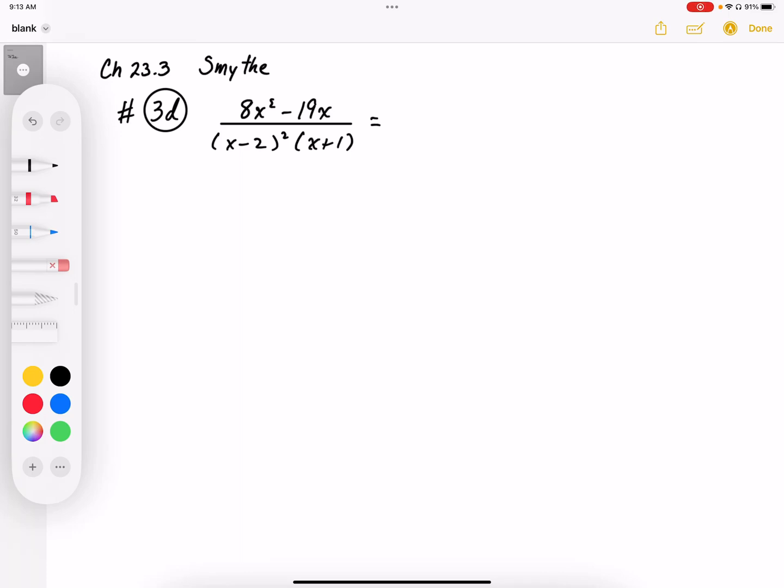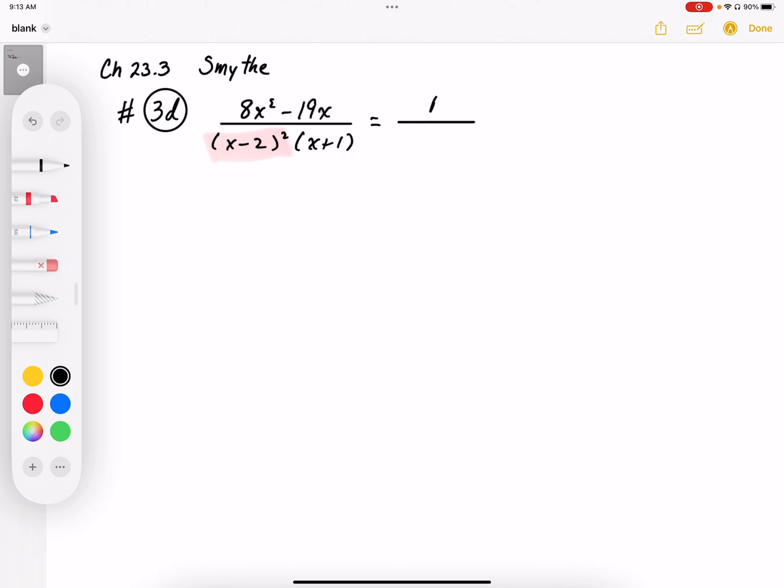To decompose the question in 3D into its partial fractions, we first have to recognize that we have this type 2 involved, the x minus 2 all squared. But we also have this extra x plus 1 factor, so we have to make sure we account for that as a type 1 as well. So when I decompose this, I need to know how to set this up.